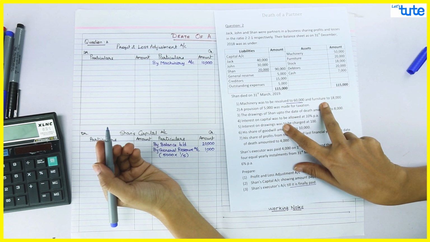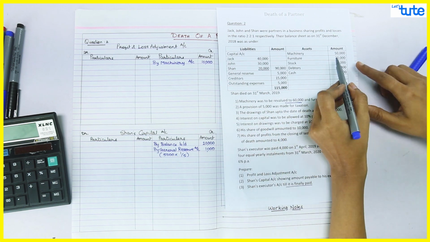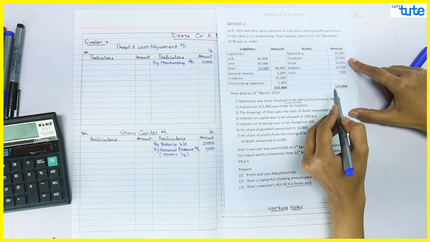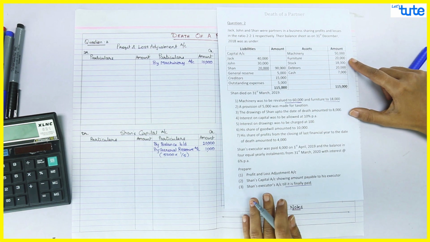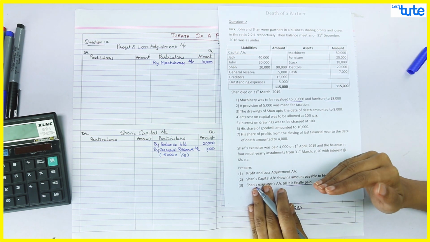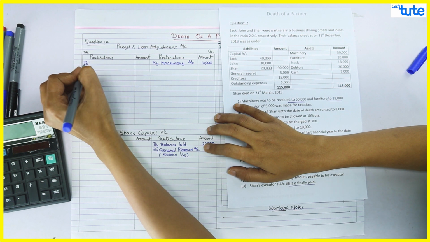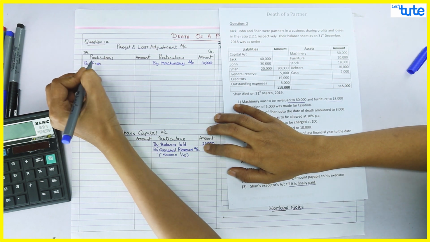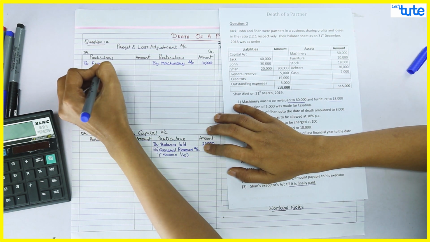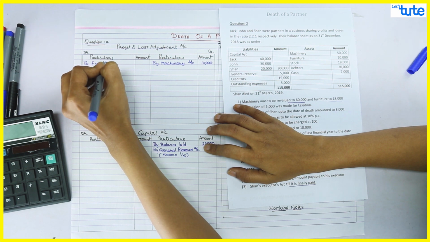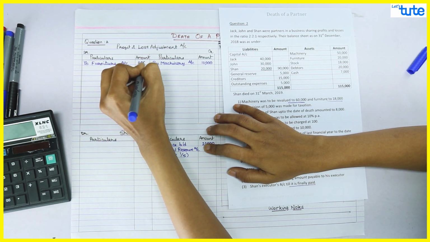Then we have furniture to 18,000. We have furniture of 20,000 and it is revalued to 18,000. So we need to reduce the value of furniture. So that is a loss for us. It would be debited to P&L adjustment account. So our entry would be P&L adjustment account debit to furniture account, and it would be reduced by 2,000.